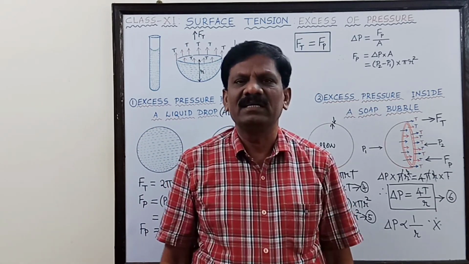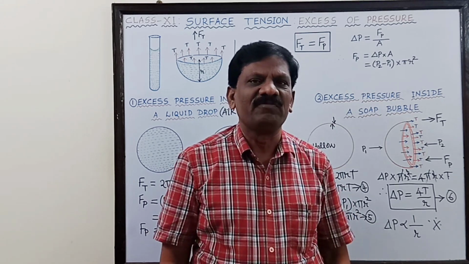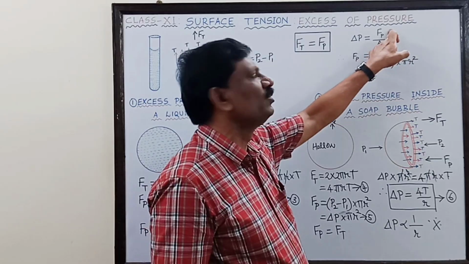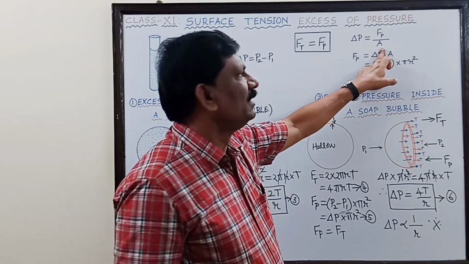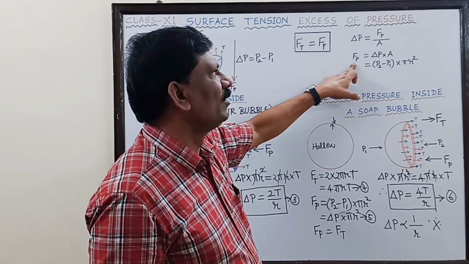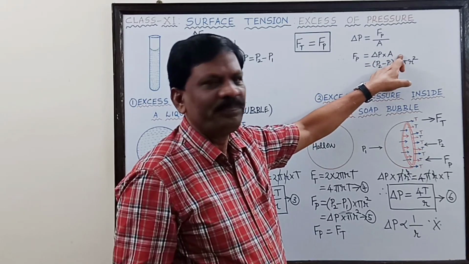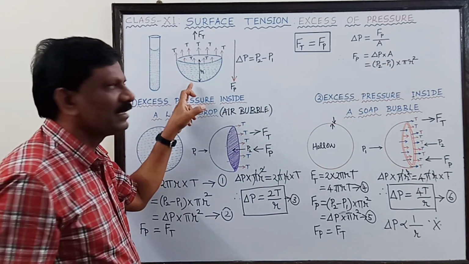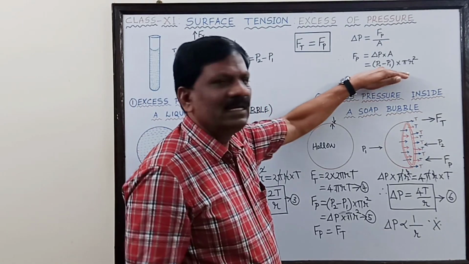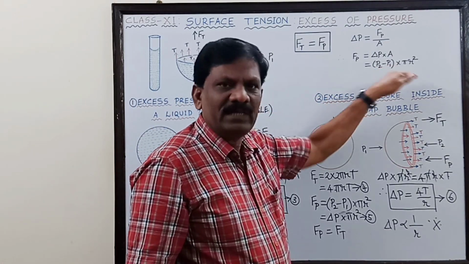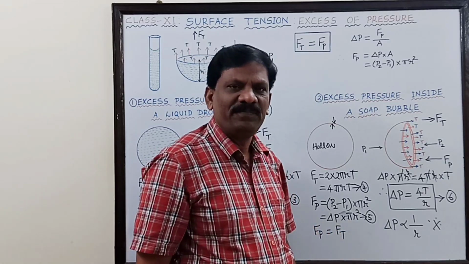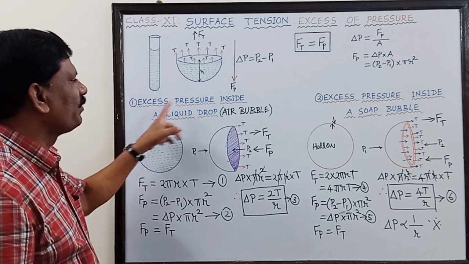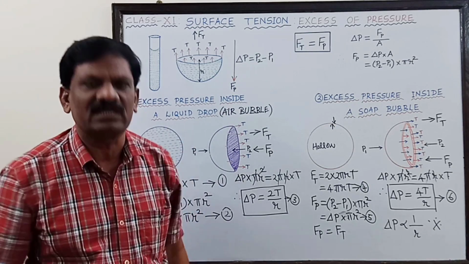Moreover, we have studied pressure is defined as what? Force per unit area. Is it not? You see, change in pressure must be equal to force due to pressure divided by area. Therefore, force due to pressure must be equal to change in pressure into area. Area of a circle is pi r square, where r is the radius of the sphere. So, this is the equation we are going to apply in the following derivations. Are you ready now? So, let us derive an expression for the excess of pressure inside a liquid drop first.